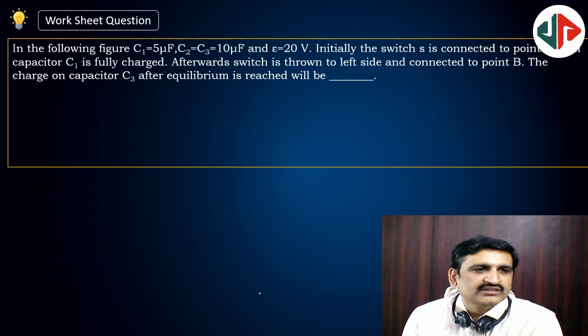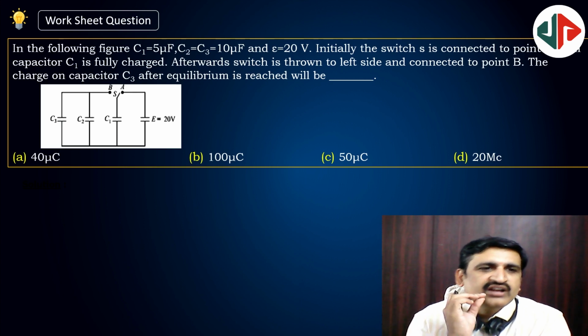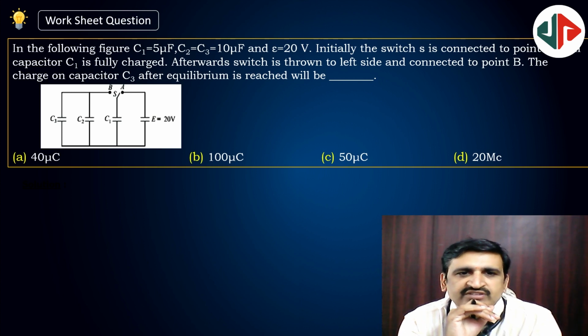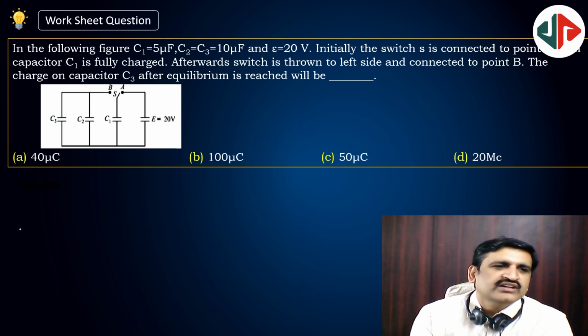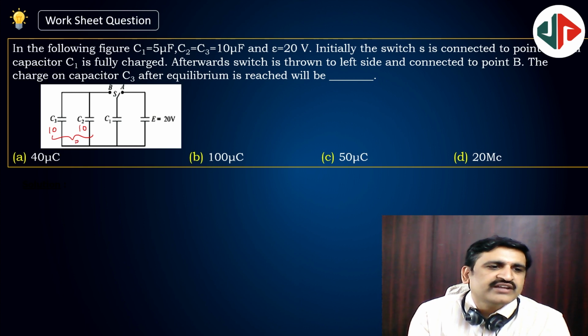Next, in the following figure C1 is equal to 5 microfarad, C2 and C3 are 10, E is equal to 20. Initially the switch is connected to point A until C1 is fully charged, afterwards the switch is connected to the other side, connected to B. The charge on the capacitor C3, same logic I want to use. This is 10 and 10, so the combination will be 20. This is 5, this is 5.